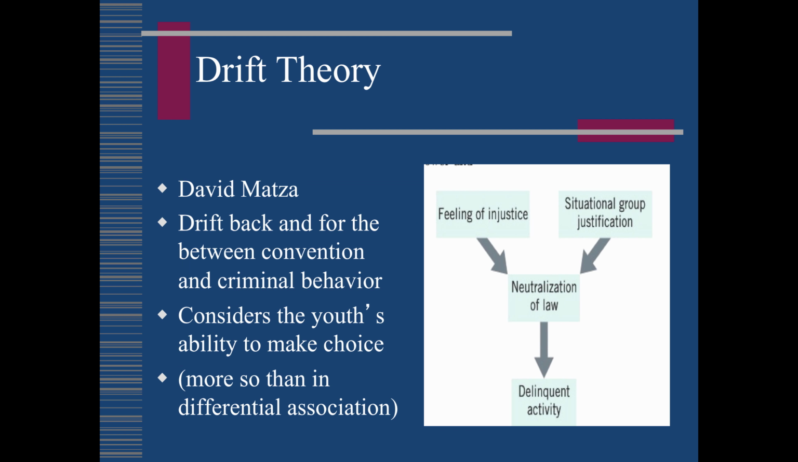Drift theory was developed by David Matza during the 1960s at the University of Berkeley. Matza proposed that the process of becoming delinquent occurs when the juvenile neutralizes themselves from the moral bounds of the law and drifts into delinquency. Drift, according to Matza, means that the youth transiently exists in limbo between convention and crime, responding at certain times to one or the other, flirting with one then the other, i.e., the youth drifts back and forth between convention and criminal activity.